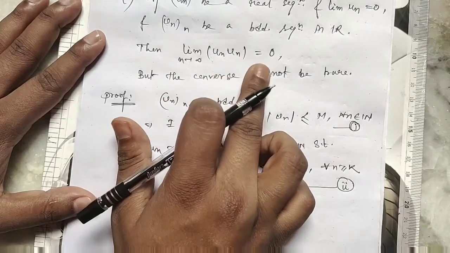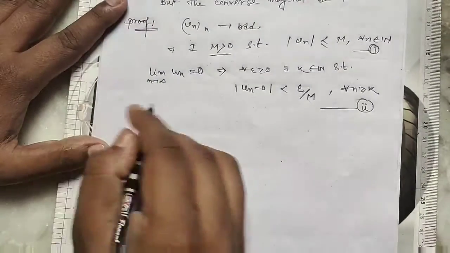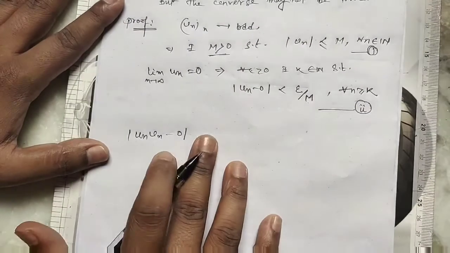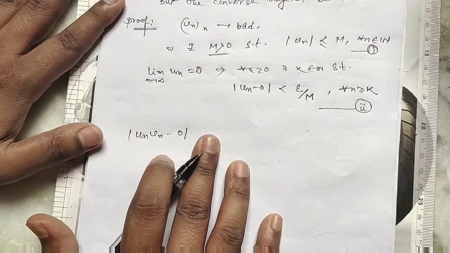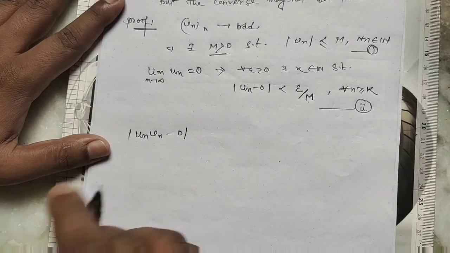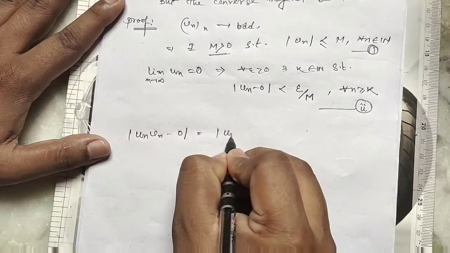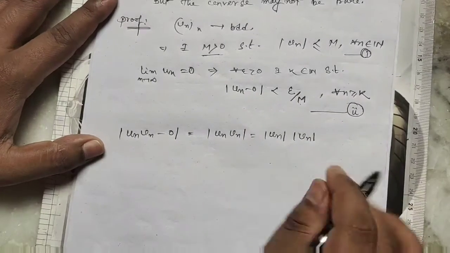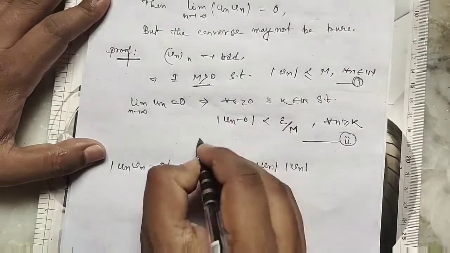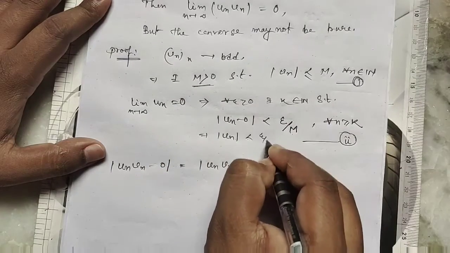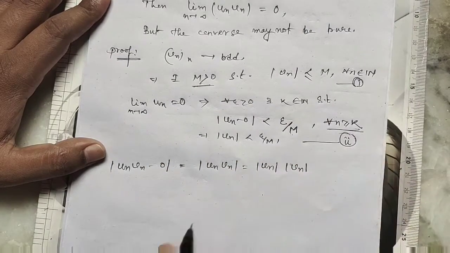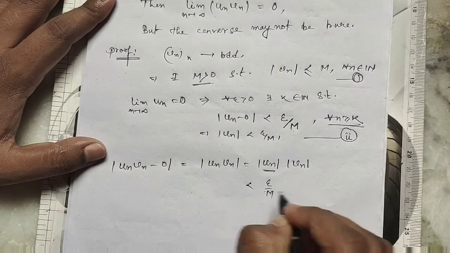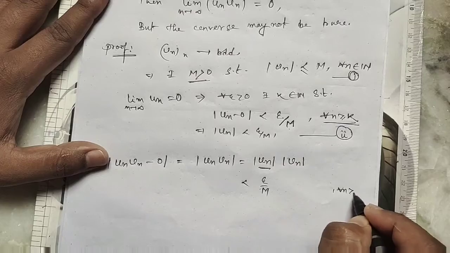So mod of un vn minus 0 is less than epsilon, we have to prove that. If this is less than epsilon, then we can say limit un vn equals 0. So mod of un vn minus 0 is equal to mod un times mod vn. Since mod un is less than epsilon by m for all n greater than or equal to k, this is less than epsilon by m for all n greater than or equal to k.